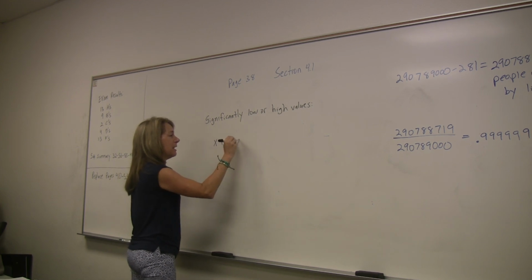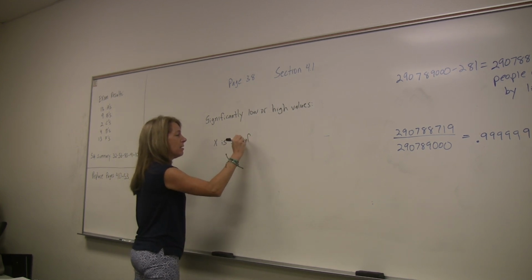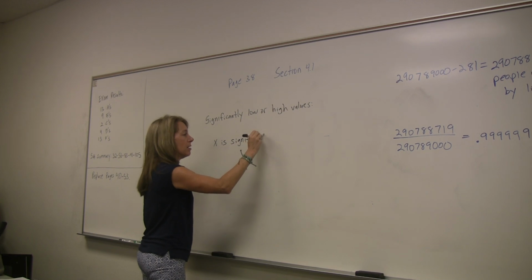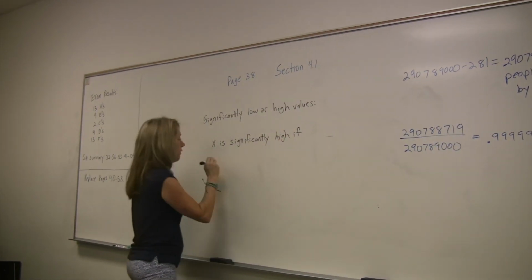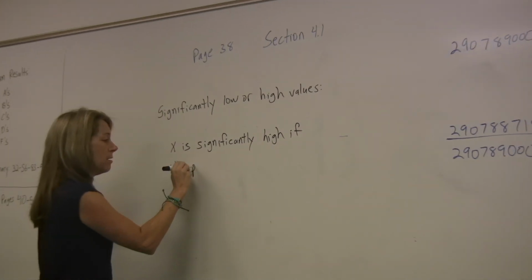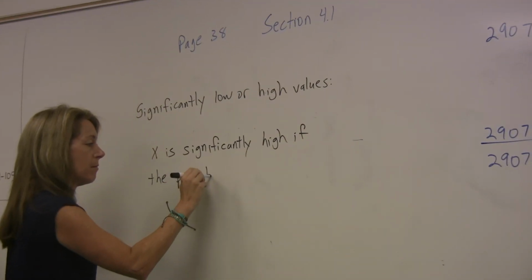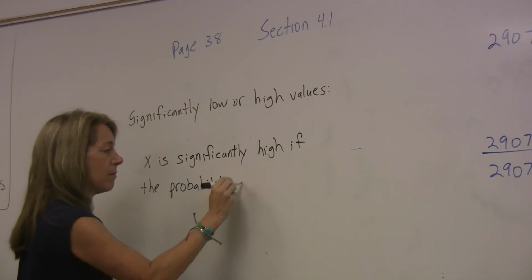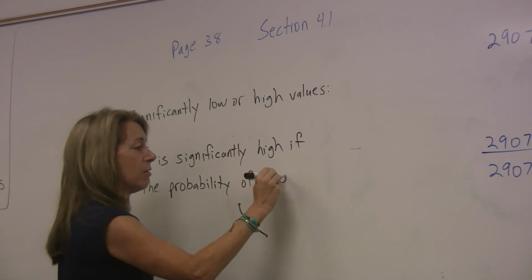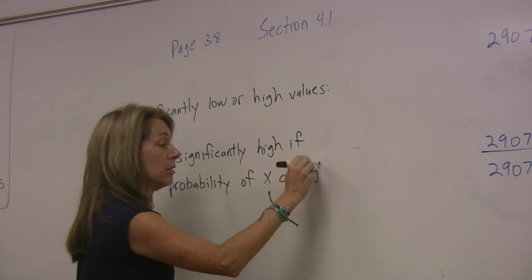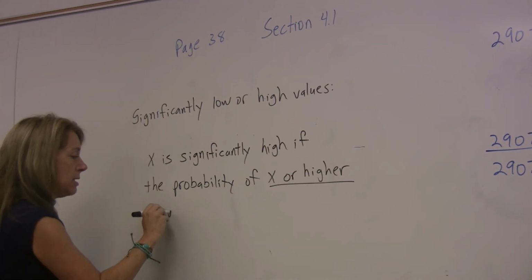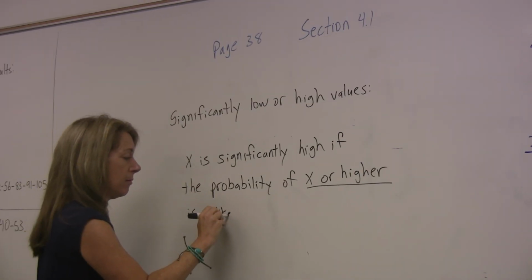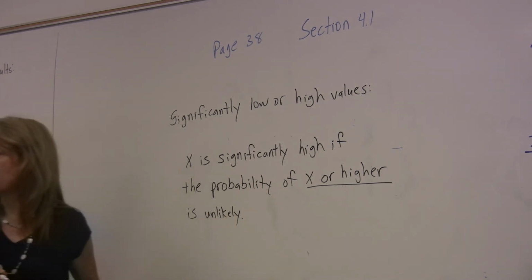X is significantly high. I'm going to call it X for a minute. If the probability of X or higher is unlikely. Let's talk about what I mean by that.